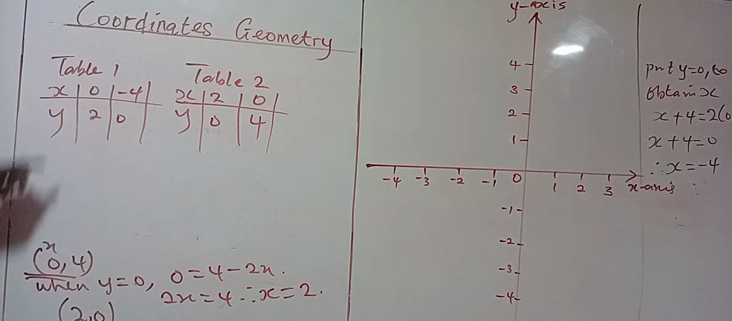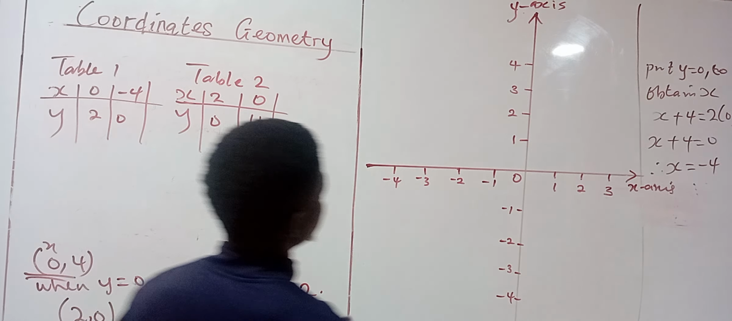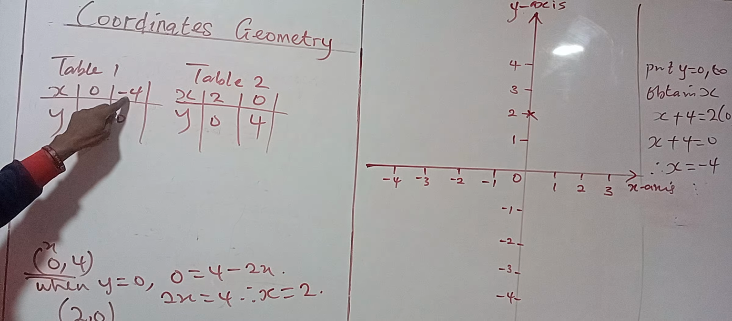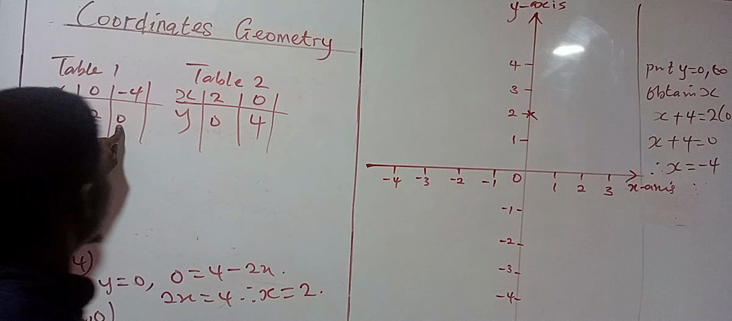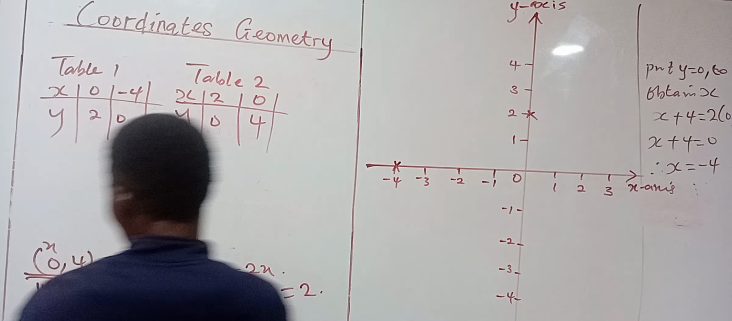Now let us go 0 under 2. 0 under plus 2 is here. Then -4 under 0 is here. So you now draw a straight line.